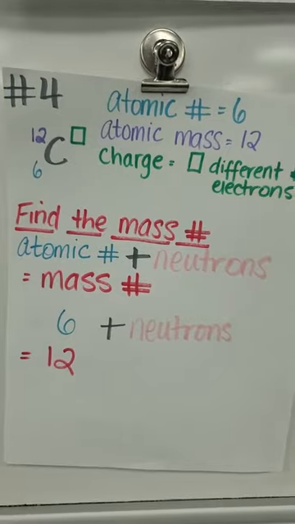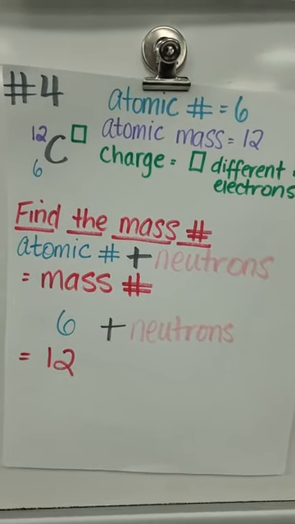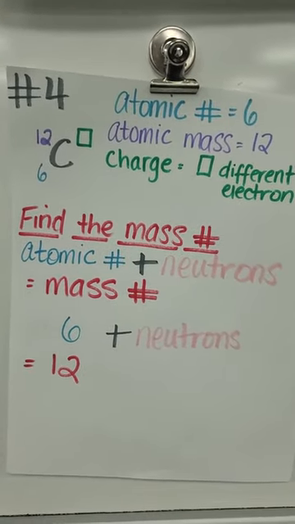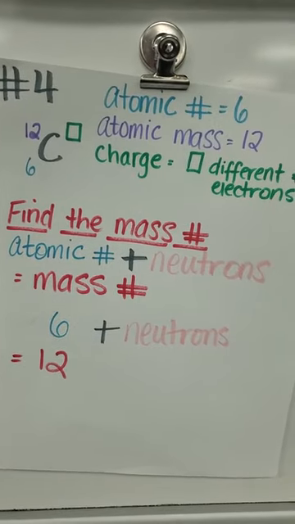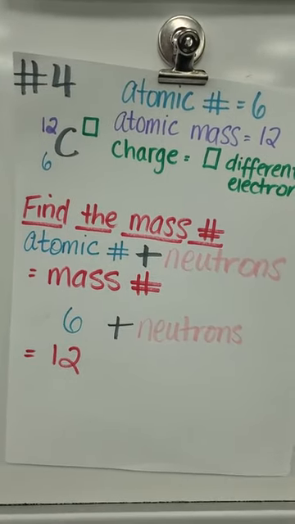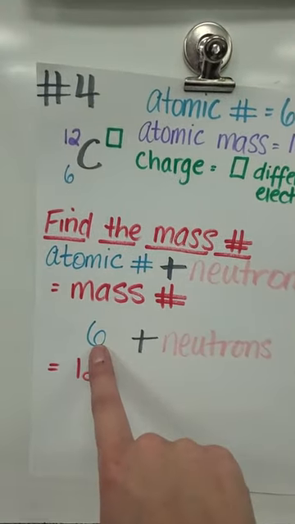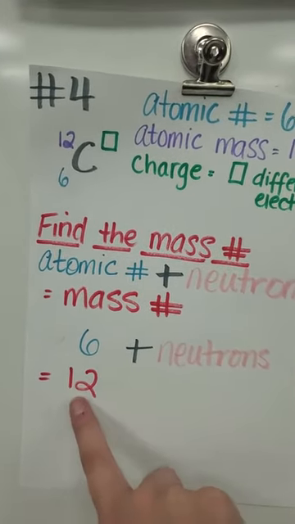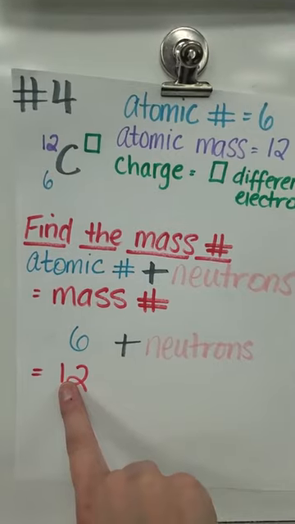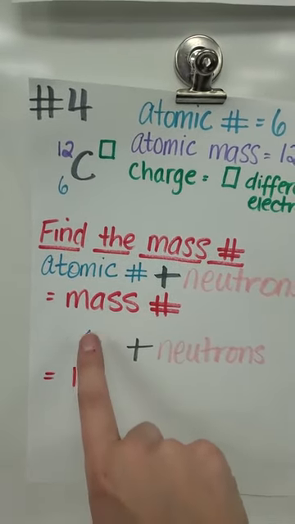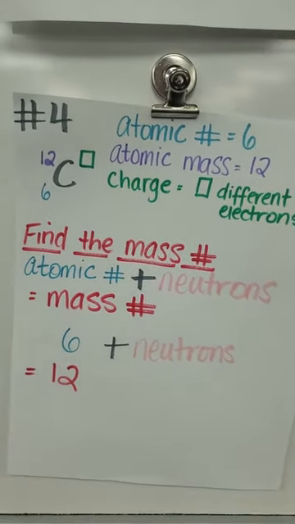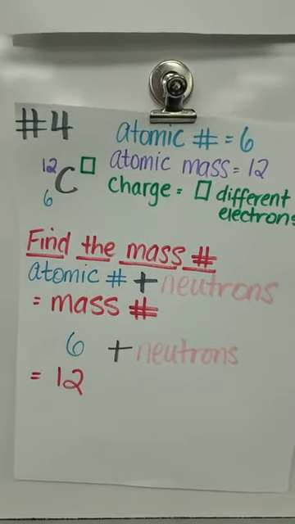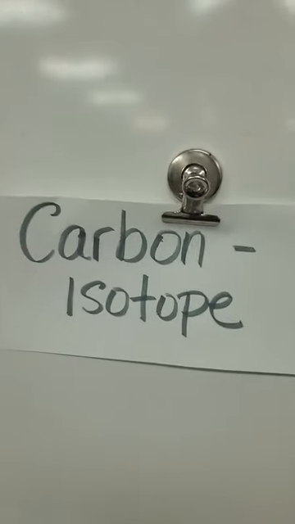So we're coming back to how to find your mass number. So it's your atomic number plus your neutrons is equal to your mass number. So we know our atomic number is 6. We don't know how many neutrons we have, but we know that our mass number is 12. So 12 minus 6 is going to be 6. We have 6 neutrons in this carbon isotope.